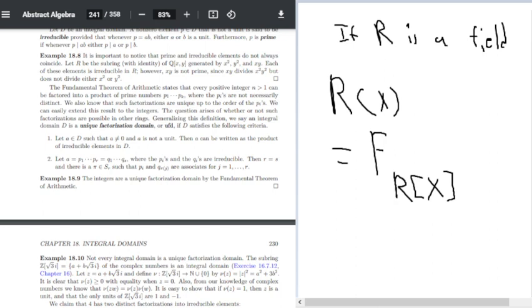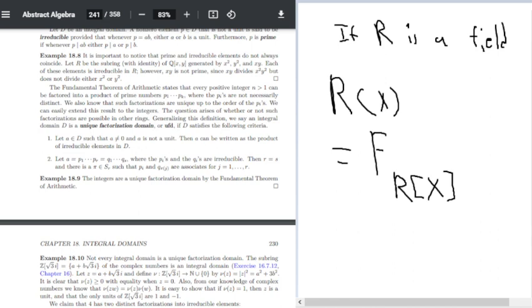So first of all, this is telling us that we have a factorization. This is telling us that our factorization is unique up to possibly, for the integer example, plus or minus 1s, and just reordering. So, Example 18.9. The integers are a unique factorization domain by the fundamental theorem of arithmetic.